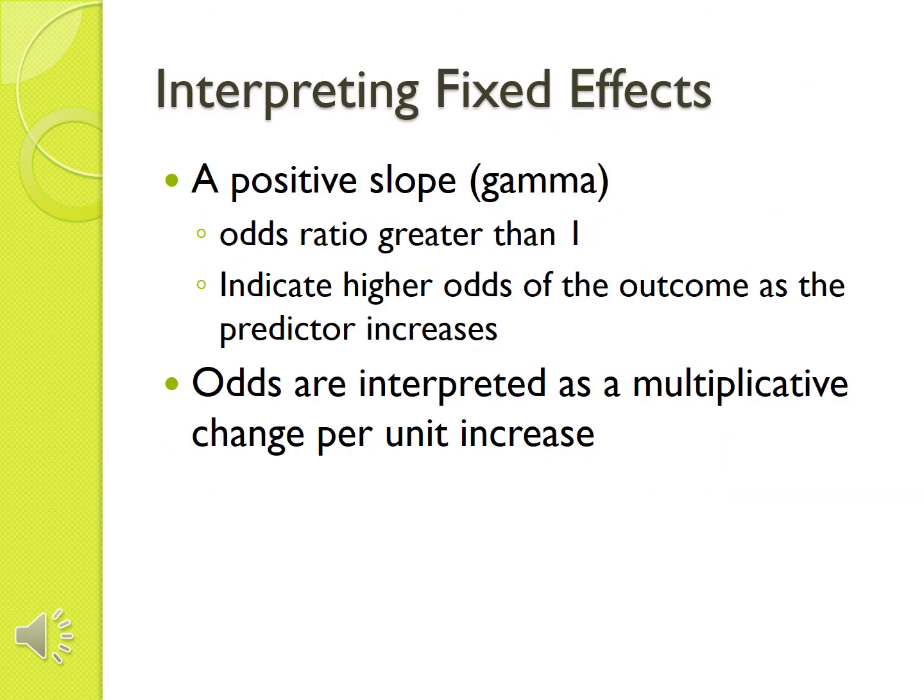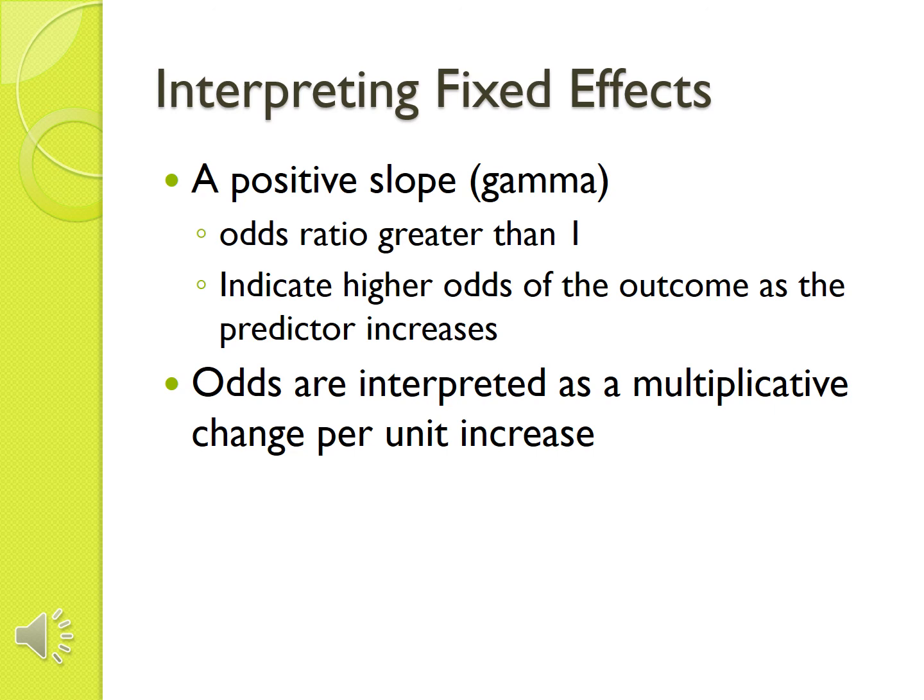Fixed effects in logistic HLM are interpreted exactly the way we interpret the betas in a regular logistic regression. If you have a positive gamma or positive slope, that is associated with an odds ratio that is greater than 1. And that indicates higher odds of the outcome as the predictor increases. So with each unit increase, the odds are higher by that factor.